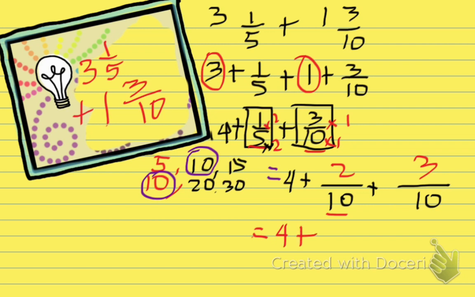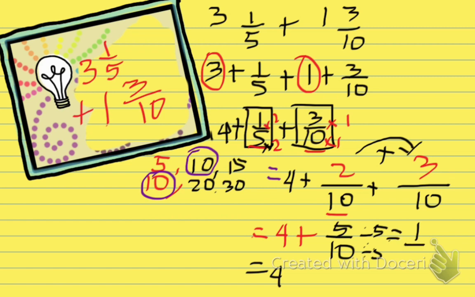Now we can add our fractions because they now have the same denominators. So 2 plus 3 equals 5, and copy the denominator. So we have our fractions 4 plus 5 over 10. But we can still simplify the 5 over 10. They are both divisible by 5. 5 divided by 5 is 1. And 10 divided by 5 equals 2. So 5 over 10 can be simplified as 1/2 and our whole number 4. So we have 4 and 1/2. And that is our final answer.